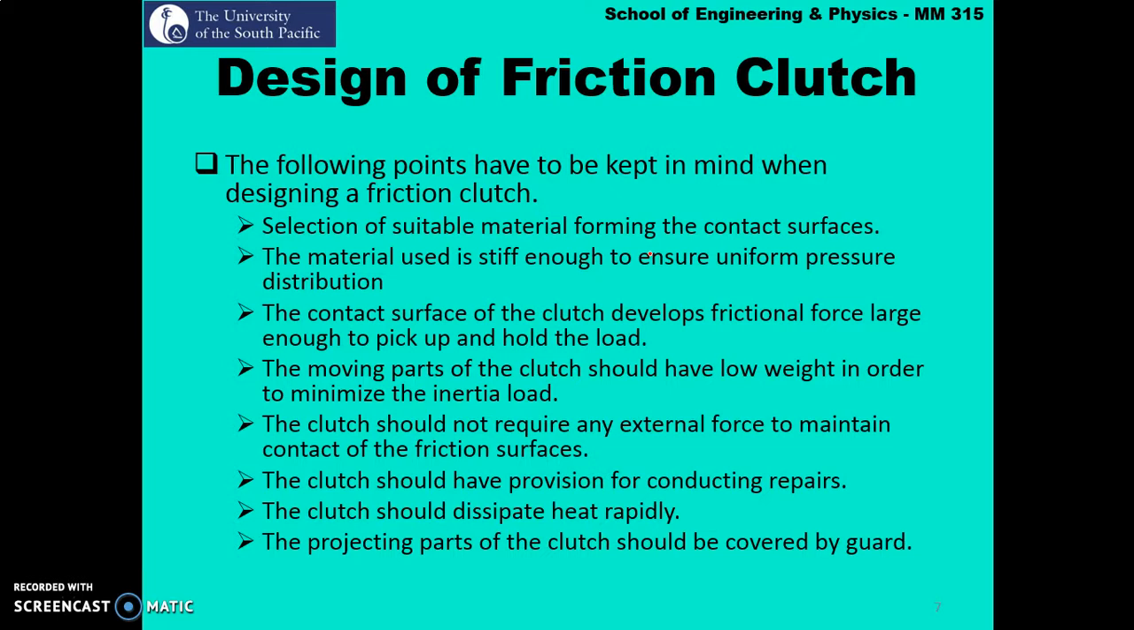The moving parts of the clutch should have low weight in order to minimize the inertial load. You don't want a cumbersome clutch system, because there will be losses in transmission due to its own weight. So we want to minimize inertial losses. The clutch should not require any external force to maintain contact to the friction surface. What this means is naturally the clutch should be in contact with the flywheel in order for transmission to take place. You don't want any external form of force to maintain this contact. So in an automobile clutch system, this could be done with the use of compression springs.